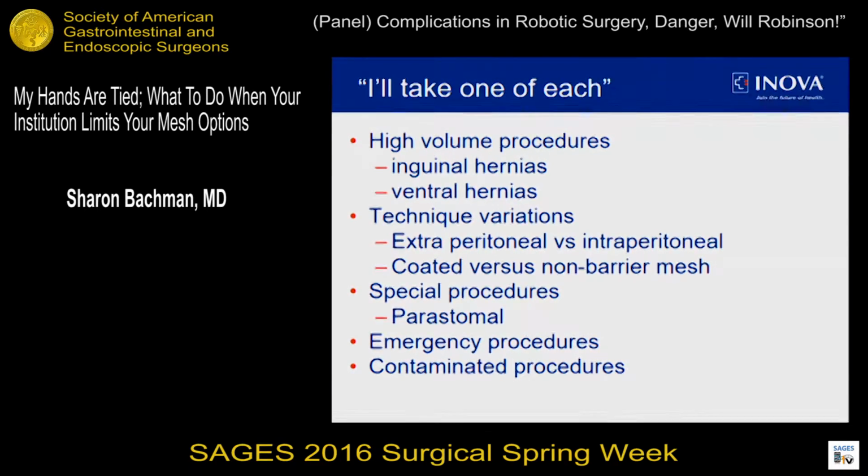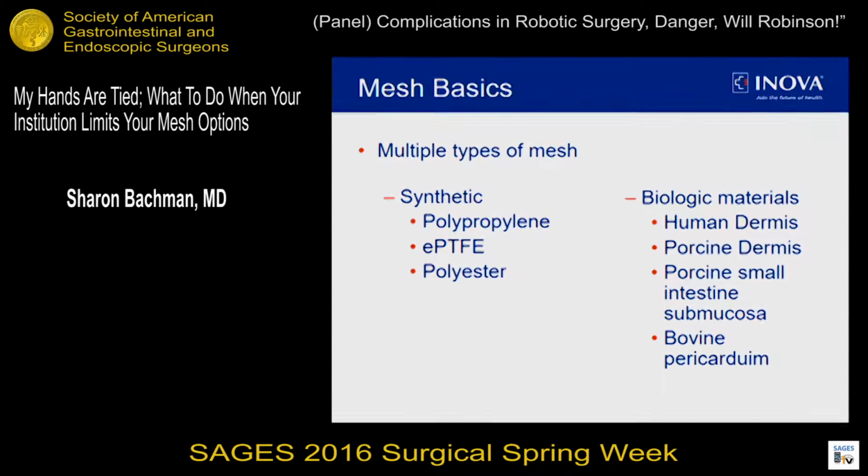So what are your high volume procedures? Probably your inguinal and ventral hernias. There's going to be variation in your technique. Obviously in any extraperitoneal space, you can use an uncoated mesh, whereas when you're working intraperitoneally, you need a barrier. There are some special procedures to consider: parastomals, where you need to have coating on 2 sides of a piece of mesh if you're doing it laparoscopically, emergency procedures, and contaminated procedures.